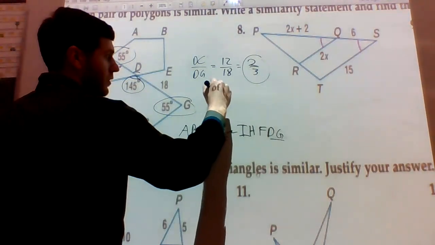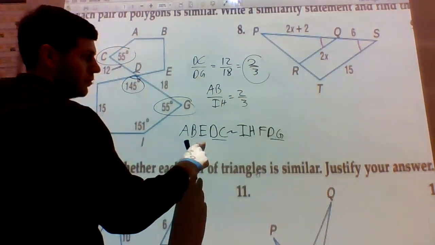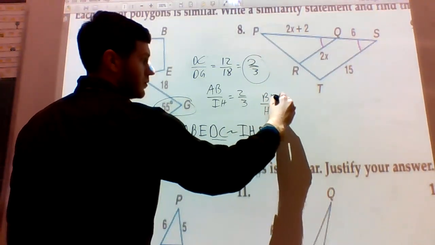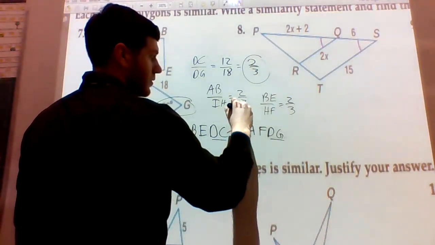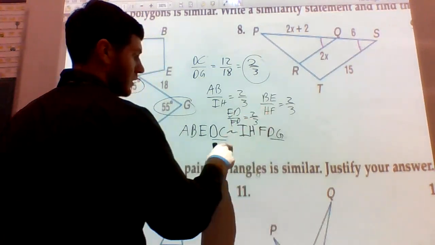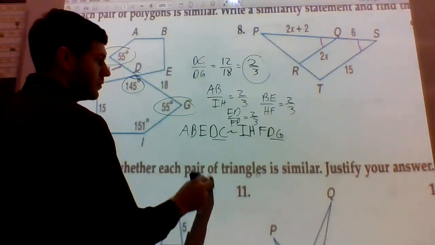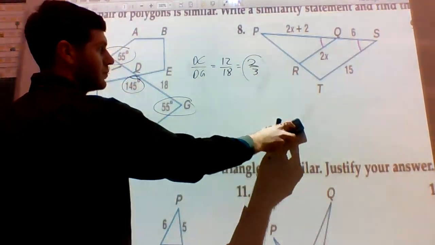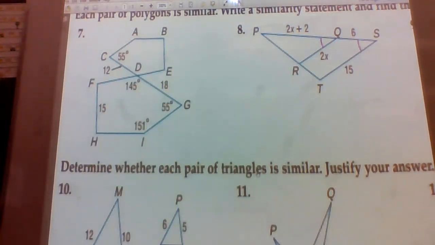So AB over IH would equal 2/3. BE over HF is going to equal 2/3. Right? ED over FD is going to equal 2/3. Okay, and then CA over GI is going to equal 2/3. So the similarity ratio, we don't need more than one. We just need one pair of corresponding sides. And we have them, so it's going to be 2/3. Okay. Number 8.